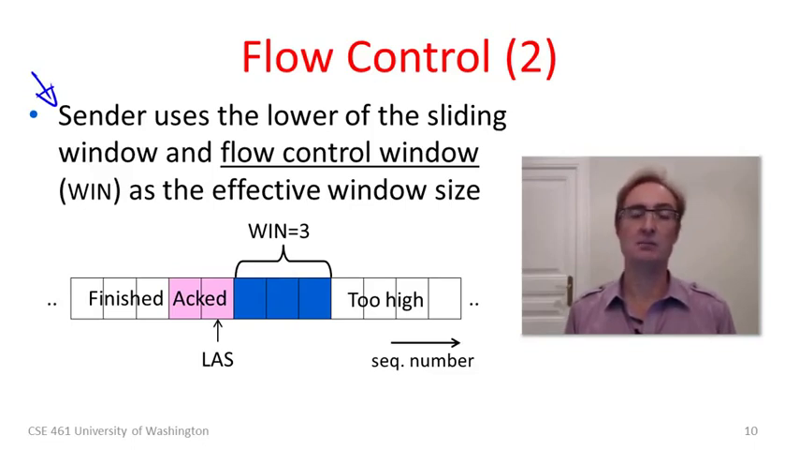For instance, we could be limited by the amount of space in the flow control buffer at the other side, or if we had a big fat buffer, we could be limited by the size of the sliding window that the sender is using. So either of these could be the minimum.